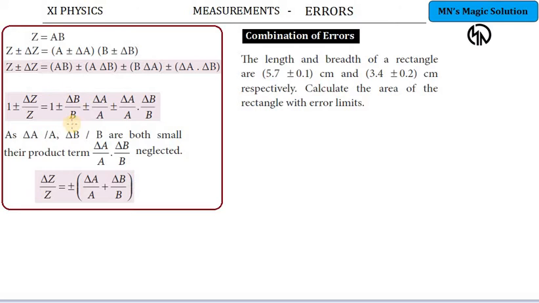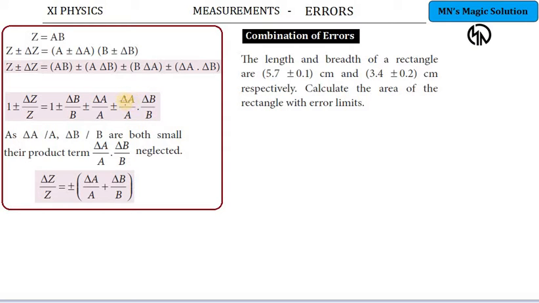What is del B by B? Relative error in B. Plus or minus, again where we have B del A, when divided by AB, what do you get? B cancels, and only del A by A remains. So I am getting del A by A. Plus or minus, again this divided by AB. So we can take it as the product of relative errors.